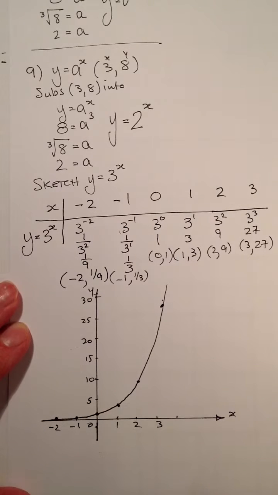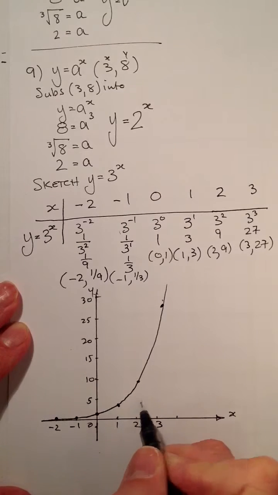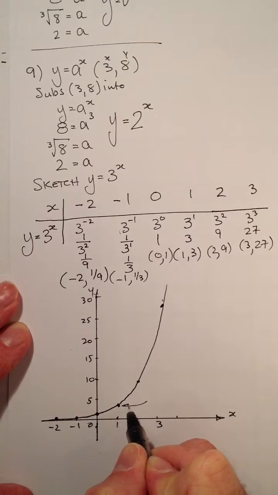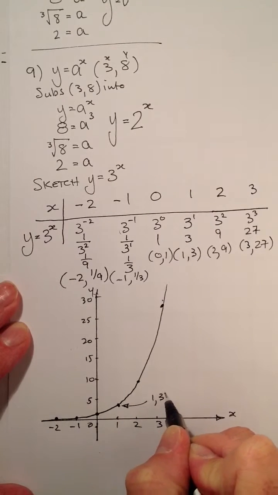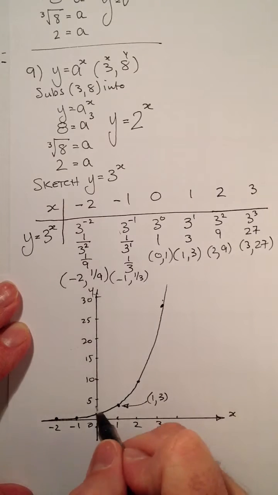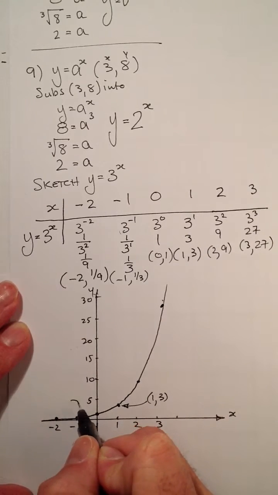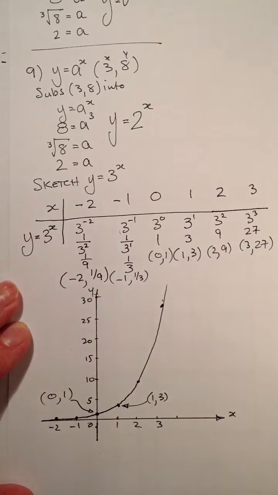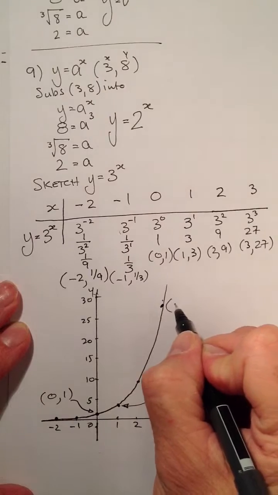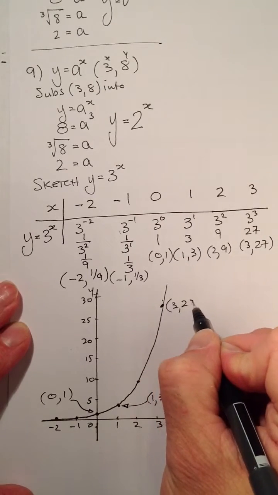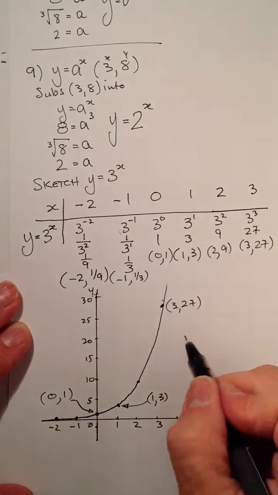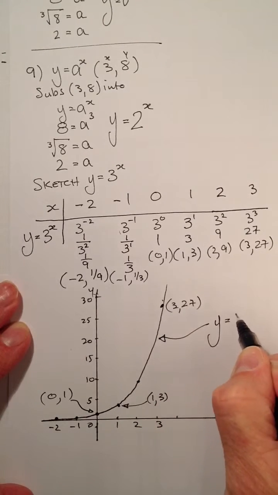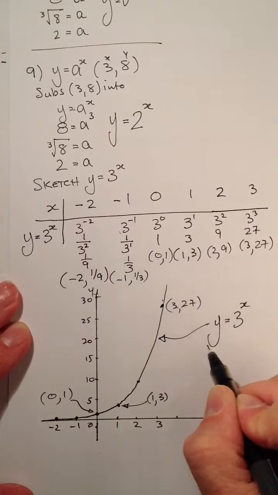Okay, I'm not finished there. What I have to do is put in some coordinates. One of the key coordinates I'll put in is this one here, the coordinate (1, 3). And this one here is a very important coordinate: (0, 1). I'll maybe mention another one up at the top here. So there are my coordinates. To label the graph, my graph there is y equals 3 to the power of x.